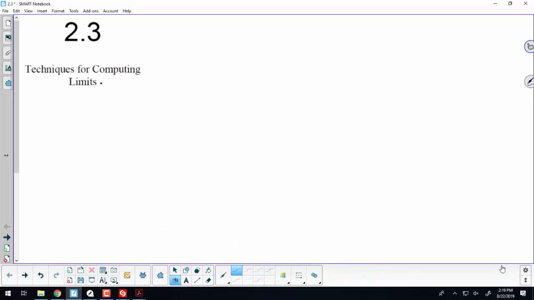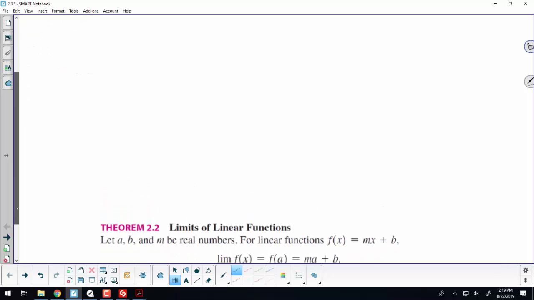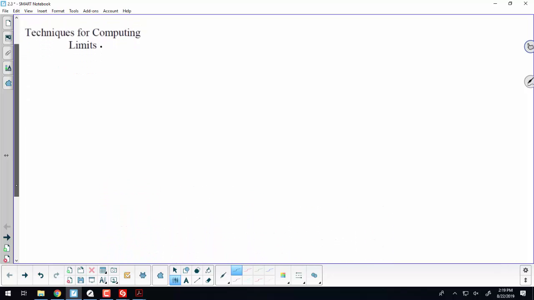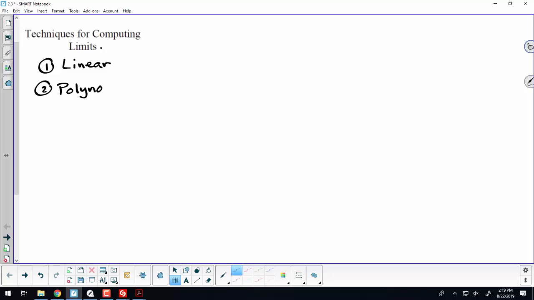We're talking about the techniques to compute limits. So this is where we, again, move away from graphs and tables of values. Techniques for computing limits: there's a couple of functions that we're familiar with already that we look through here. We're going to look at, in this order, linear functions, polynomials, rational functions.